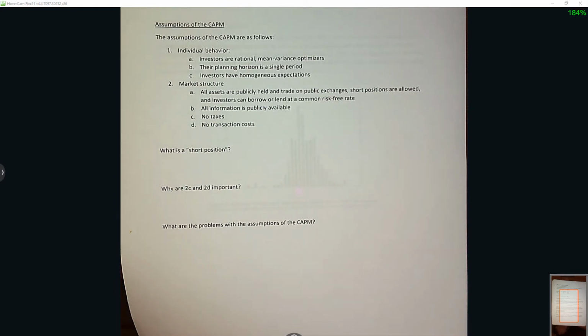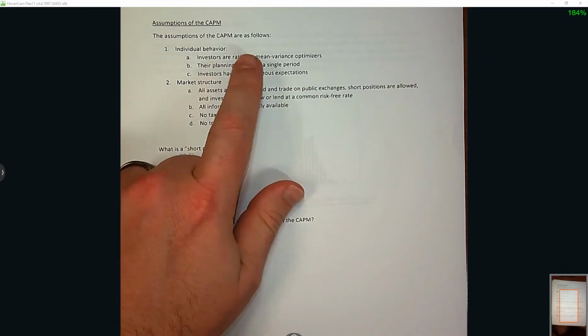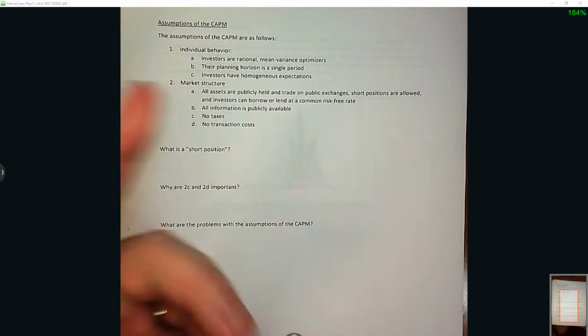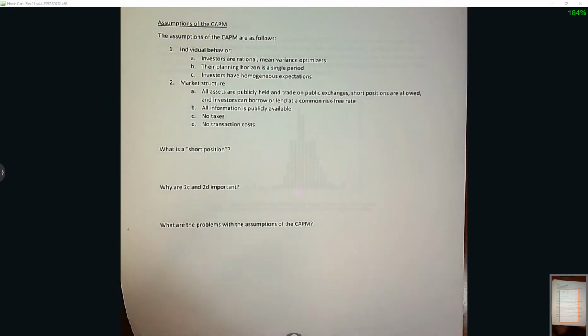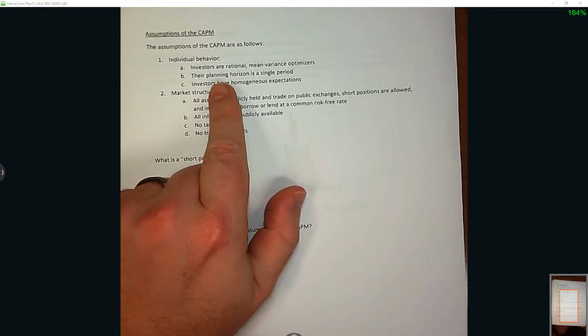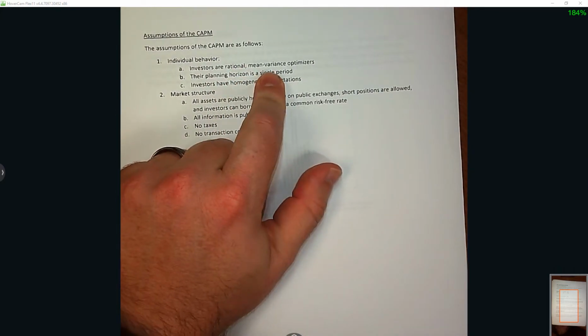So some assumptions of the capital asset pricing model is that investors are rational mean variance optimizers. That's a pretty acceptable assumption there. Nothing wrong with that. In general, at least in the long run, people tend to be rational. We tend to be mean variance optimizers.